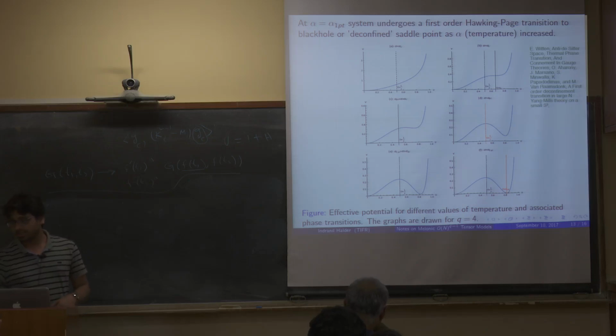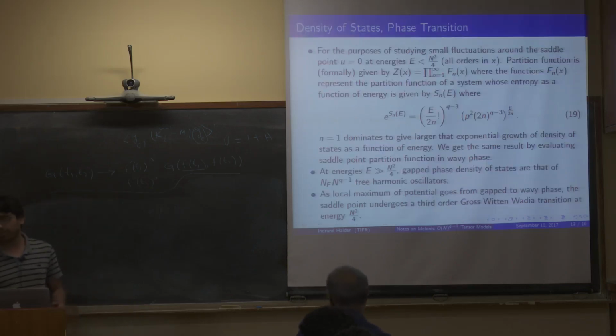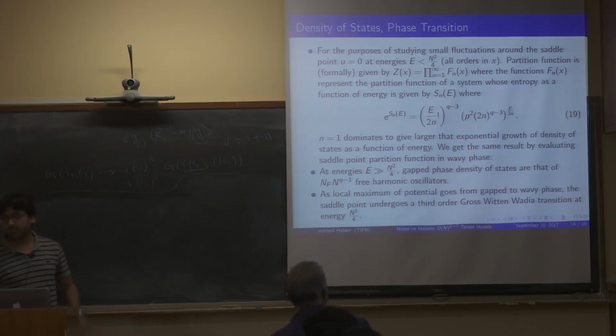So this is the story as a function of alpha, meaning the temperature. You increase the temperature beyond some point, you make a first order transition to the black hole saddle point. And now we are doing some microcanonical analysis where as a function of energy we compute the density of states.